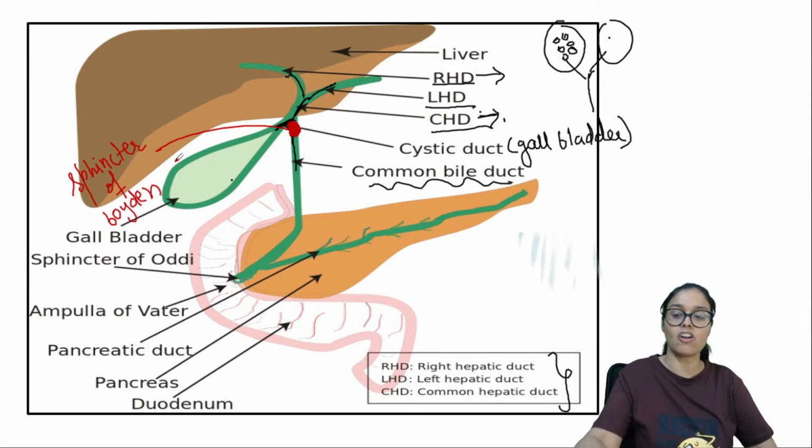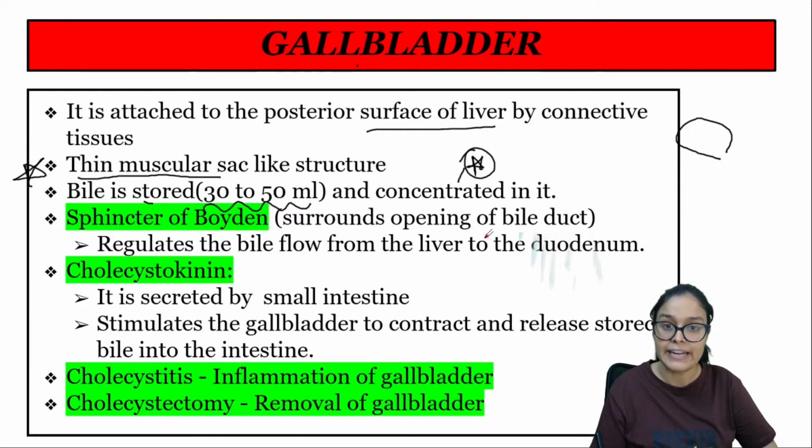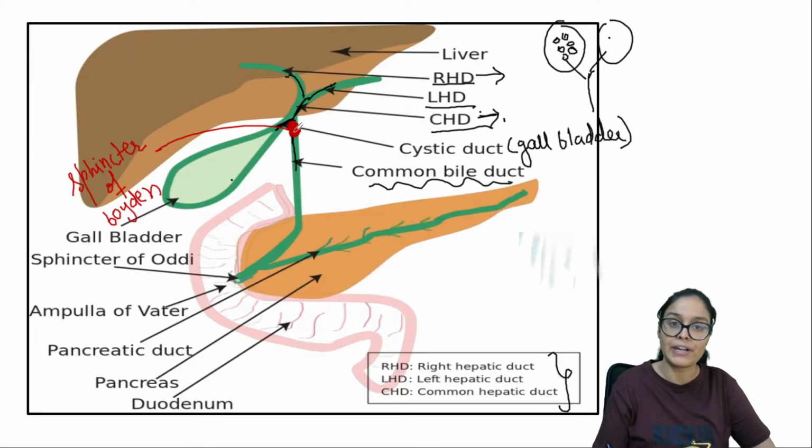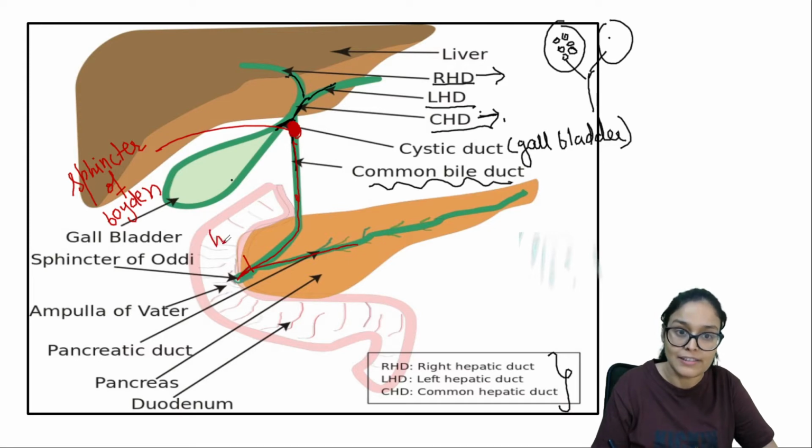So what is the sphincter of Boyden? I have written over here. It is basically surrounding the opening of the bile duct. It regulates the bile flow from the liver to the duodenum. So this is actually the sphincter of Boyden here. Now, this common bile duct is actually fused with the pancreatic duct, the main pancreatic duct, and forms the hepatopancreatic duct here. So bacha, hepato means liver, pancreatic means pancreas duct.